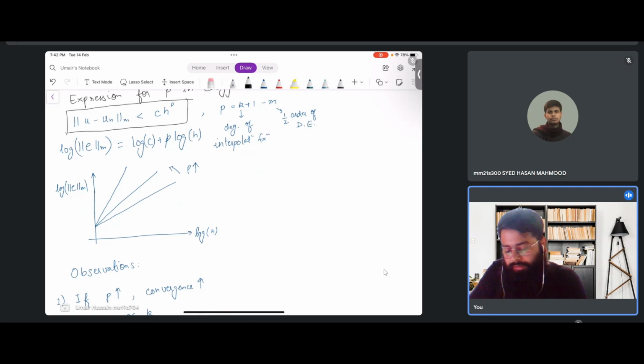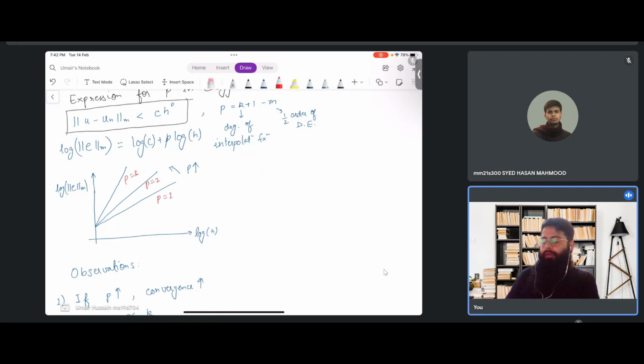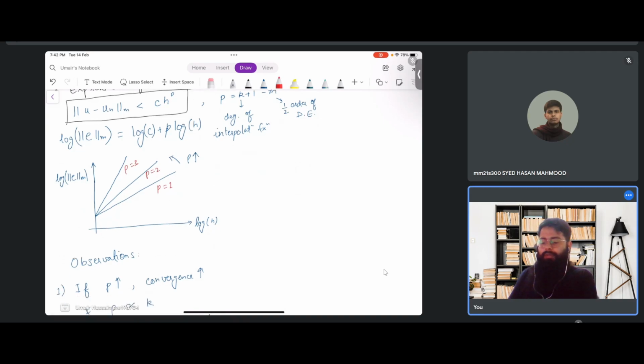And the next thing is the slope of this log graph. Suppose p equals 1 is this line, p equals 2 is this line, p equals 3 is this line. As p is increasing, we have a higher slope line, right? So again, we are getting a higher rate of convergence. For a higher value of p, if we keep on reducing the size of element, we'll reach the minimum error. We converge to the solution faster.